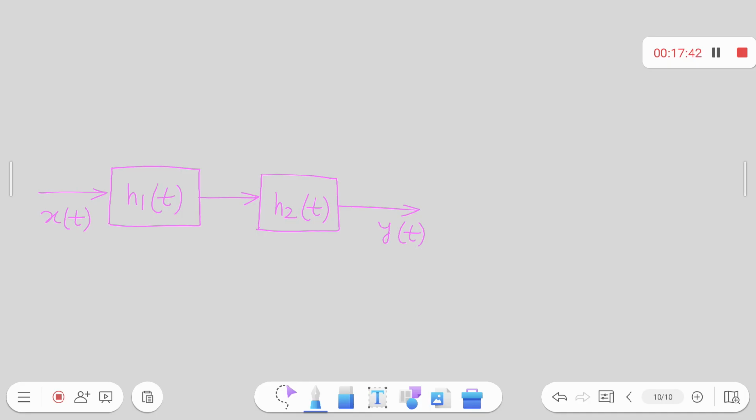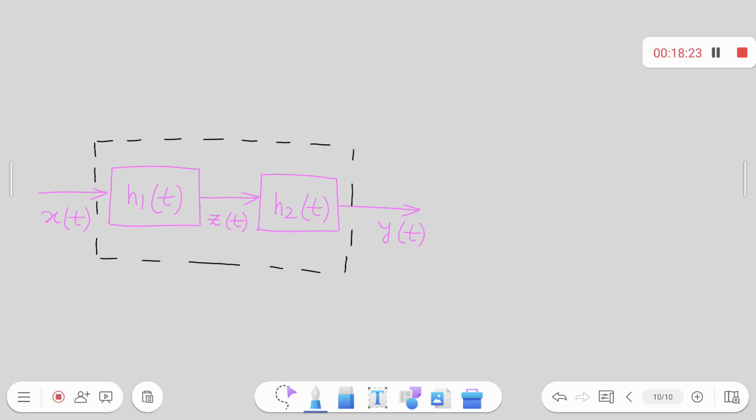Okay, so I can consider this intermediate output as z of t. Now the question is, what is the relation? Suppose I don't want to have these two systems. Instead, I'd like to have only one system. You have two systems connected in cascade, and I'd like to replace them by a single system. Instead of having this h1 of t, h2 of t cascade, I'd like to have only one system.